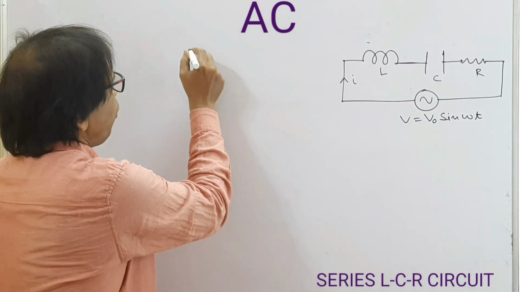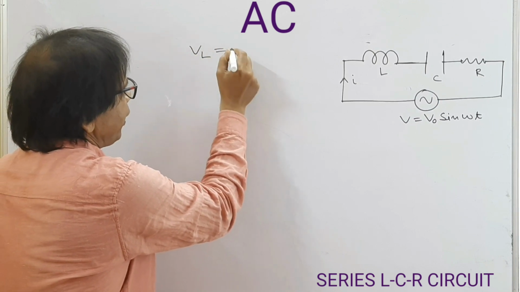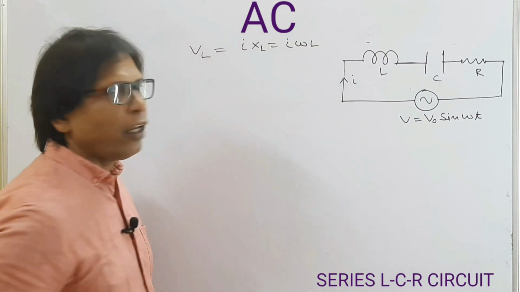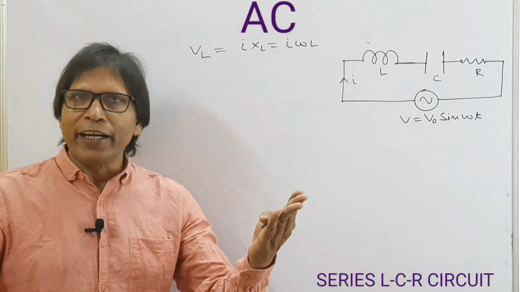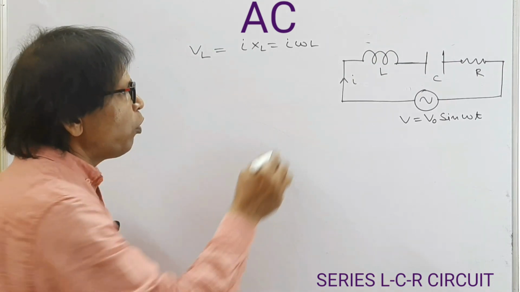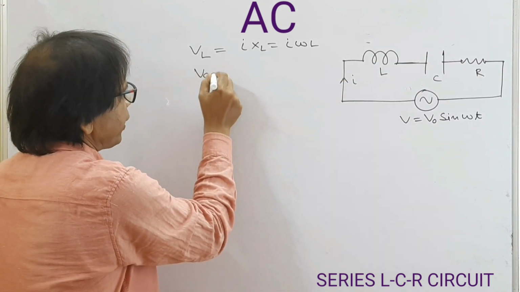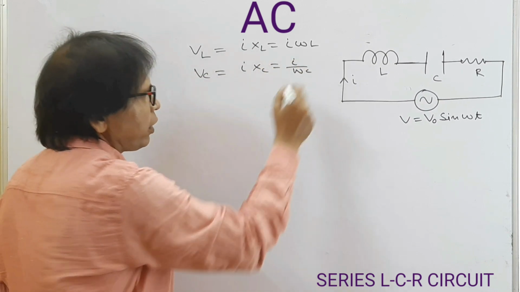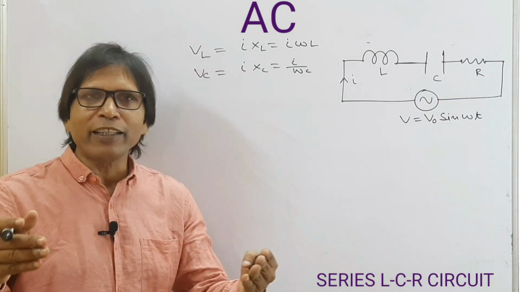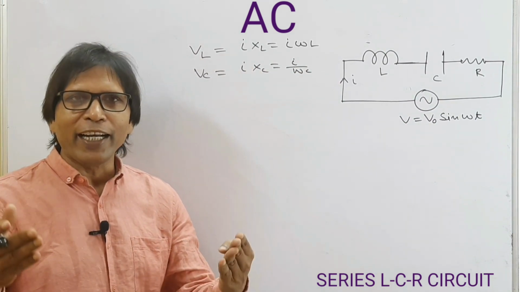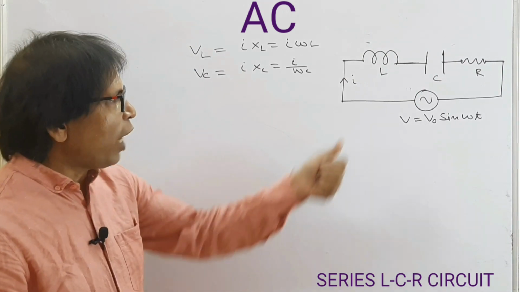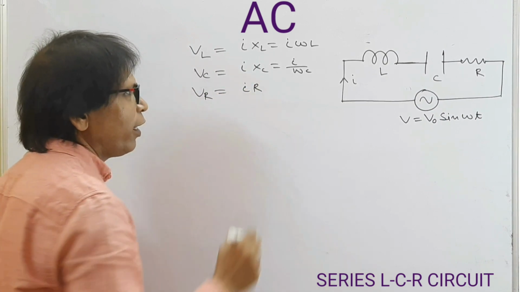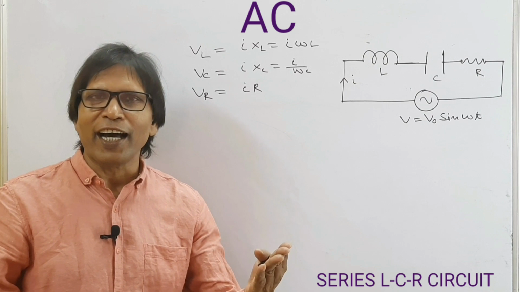So look at this. The voltage drop across the inductor is I XL, so this is I omega L. This leads the current by pi by 2. Now the voltage drop across the capacitor is I into XC, so this is I by omega C, and this lags behind the current by pi by 2. Now the voltage drop across the resistor is I into R, and this is in phase with the current.